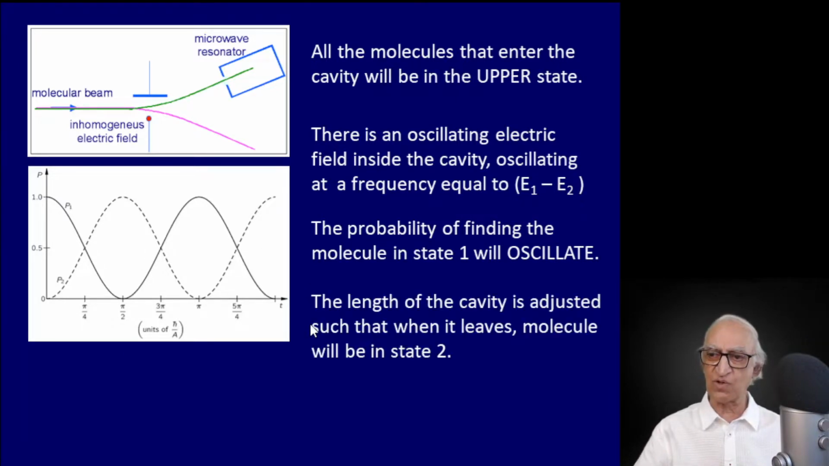But what you do is you adjust the length. Molecules are coming with a certain velocity. You adjust the length of the cavity such that when they enter, they are in state 1, and when they exit, they are in state 2, because the transition probability from level 1 to level 2 is a function of time, and I can translate this axis from time axis to a distance because I know the velocity of the beam.